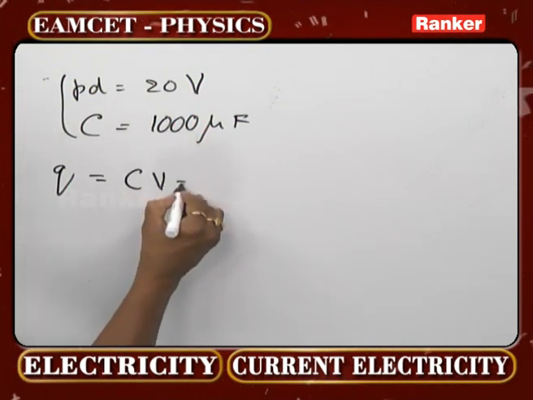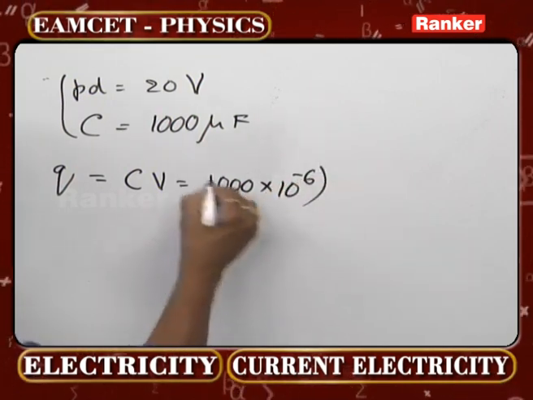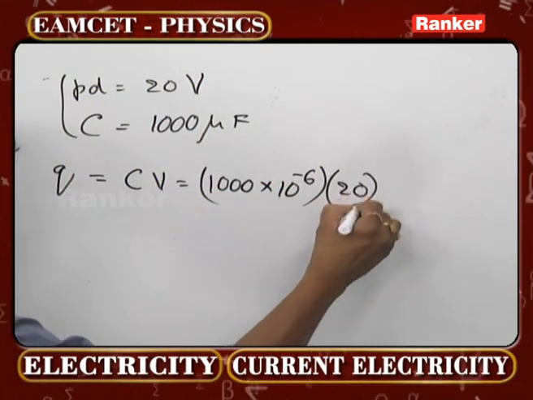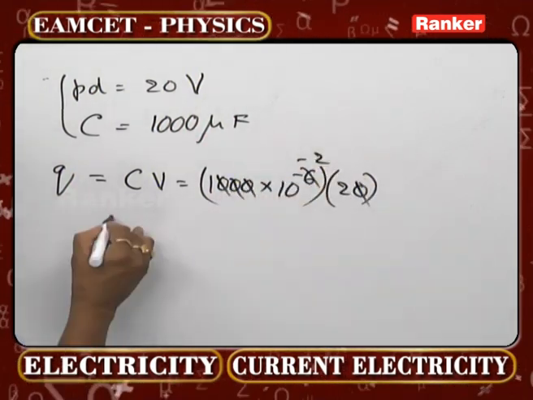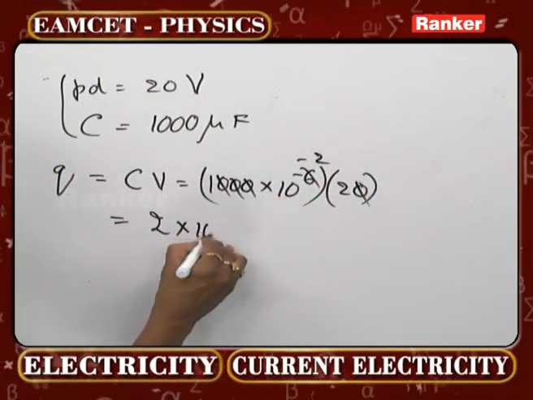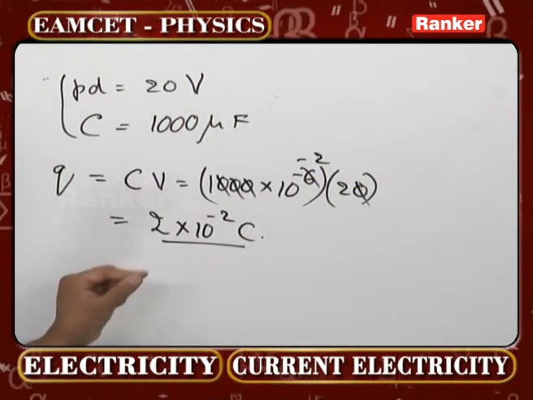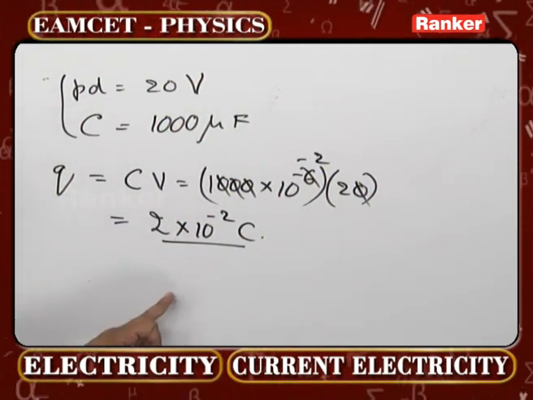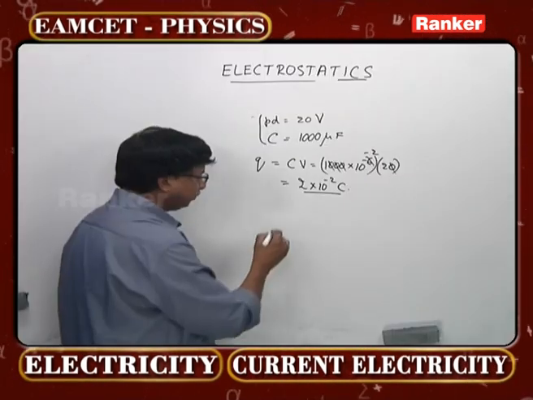Q is equal to CV. 1000 into 10 power minus 6 into 20. 1, 0, 2, 3, 4 zeros. I can cut minus 2 times. So 2 into 10 power minus 2 coulomb. That is the charge. But be careful with the last number given, 200 microcoulomb per second. Separate that one.